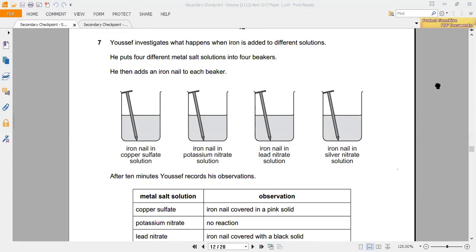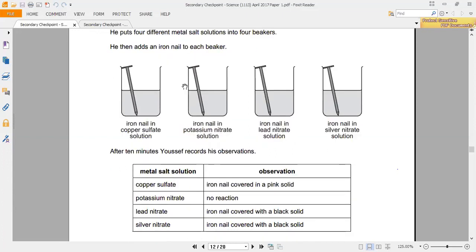Salt solutions into 4 beakers. He then adds an iron nail to each beaker. If you look here for the beakers, we have 4, okay? We have an iron nail in all of them, but the solutions are different. Here we have the copper sulfate solution, potassium nitrate solution, lead nitrate solution, silver nitrate solution.